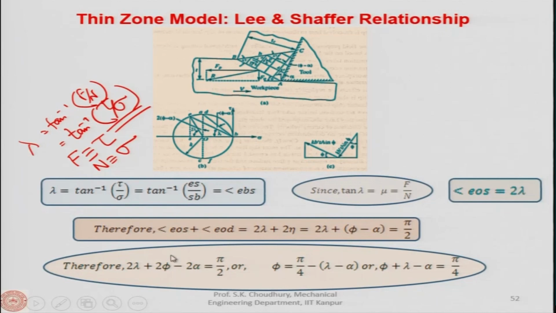So, you can find out that these two angles will be 2 lambda plus 2 times phi minus alpha, and this is equal to pi by 2. So, ultimately what we are getting is that phi plus lambda minus alpha is equal to pi by 4. You can see that this is very similar to Merchant's equation, but the principle by which they arrive at it is different.